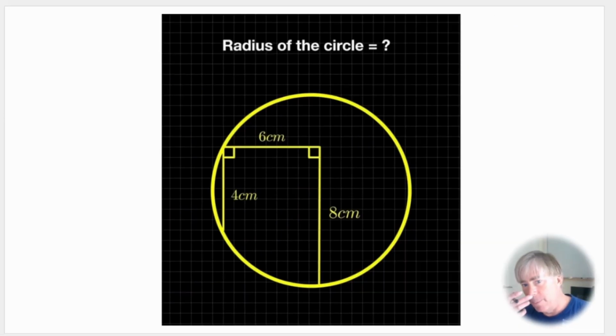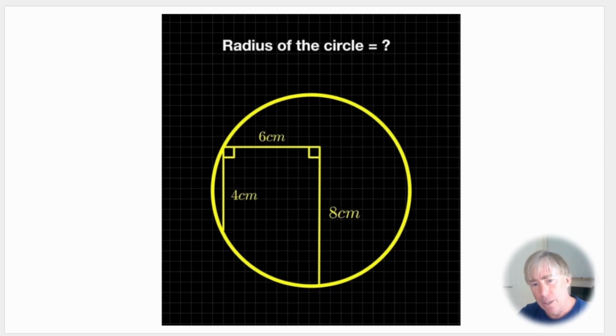Here's a little problem that again popped up on my Facebook feed. I seem to be inundated with these things. I'm just going to go through this particular example of a geometric problem whereby we've been given a circle, and inside the circle we have three perpendicular lengths, 4, 6 and 8 centimetres, and we're asked to find the radius of the circle.